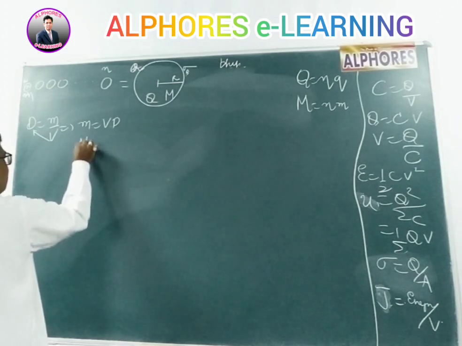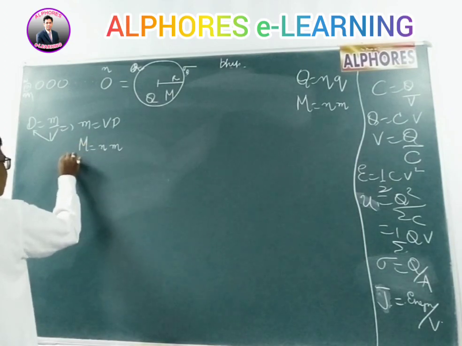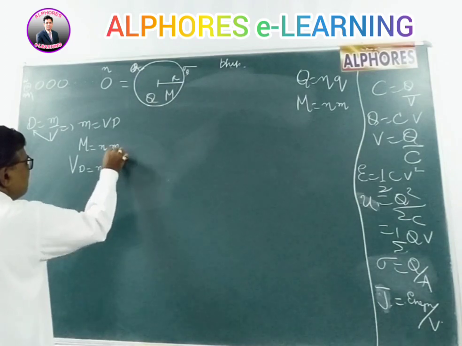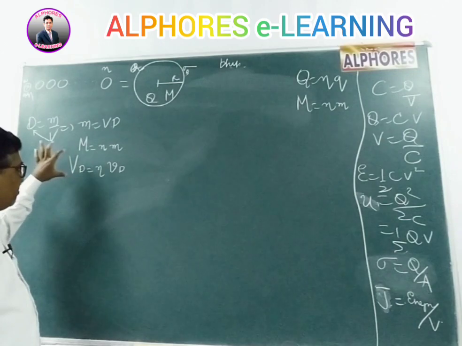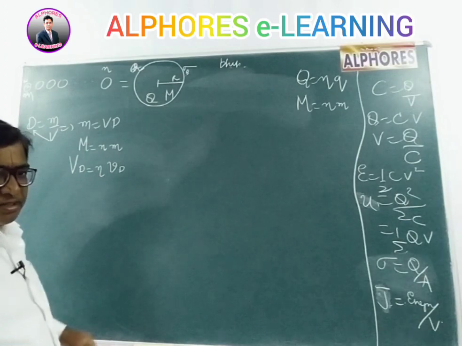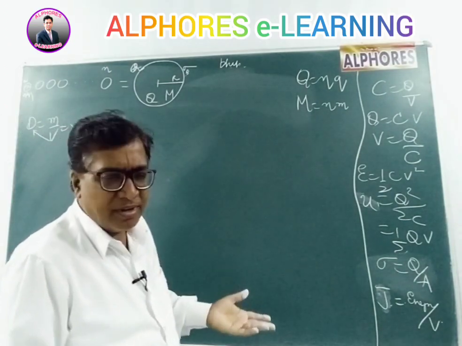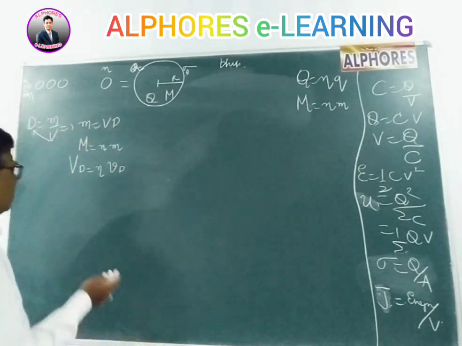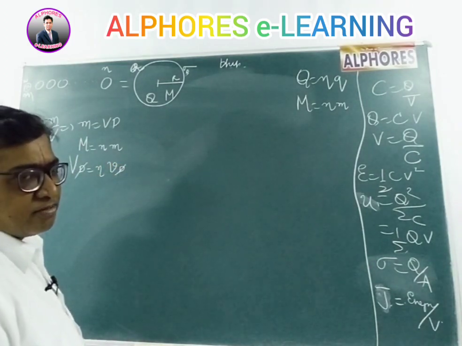Well, the mass of the bigger one I have found as n times the mass of the smaller one. So I shall write the mass of the bigger one as the volume of the bigger one into density, which is n times the volume of the smaller one into density. Mass is volume into density. Bigger drop or smaller drop, the liquid is the same, the material is the same, so the density is the same. So the volume of the bigger one will be n times the volume of the smaller one.